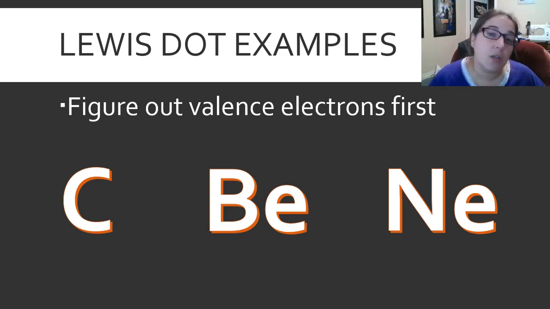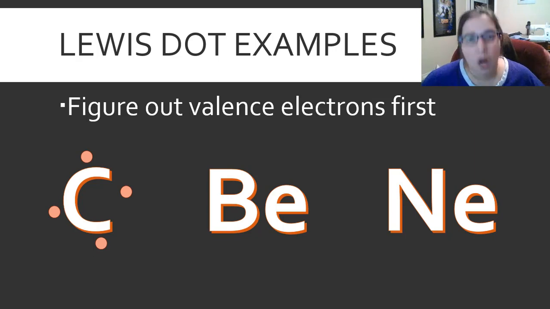Carbon. If I look at carbon on the periodic table, carbon has 6 electrons. That means there's 2 on the inside ring and 4 valence electrons. So that means I would put my chemical symbol of C and 4 dots. 1, 2, 3, 4. 4 valence electrons around carbon.